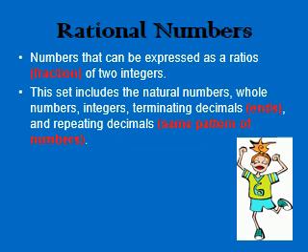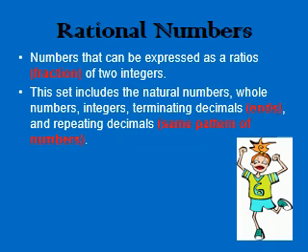This set includes natural numbers, whole numbers, integers, and terminating decimals. The word terminating means to end, so decimals that have an end, like 3.5, it stops at the 5, or 12.62, it stops at the 2. So any decimal that has an end is called a terminating decimal.